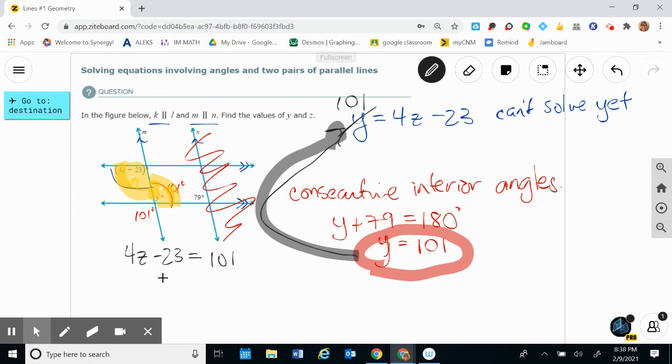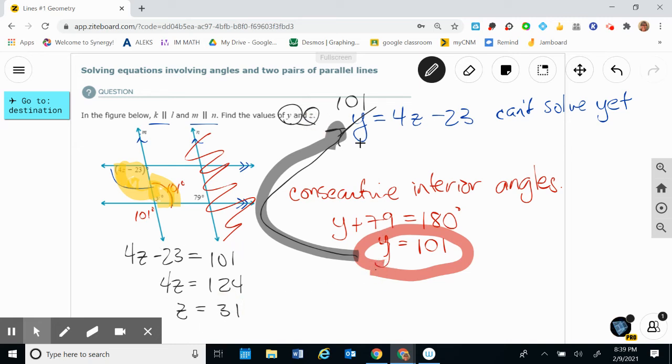Add 23 to both sides and you get 4z equals 124. Divide by 4 and you get 31. Okay, that means z is 31. That's what they wanted, y and z. So we found y and we found z.